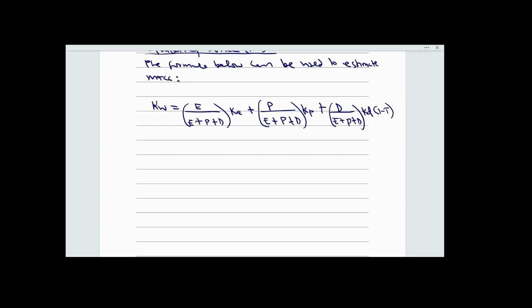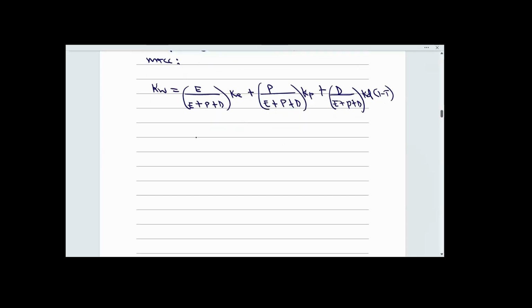Like I said earlier, in most cases, the middle one, which is cost of preference share, may not be there. It will just be between equity and debt. But if you have the 3, this is the extended formula. Let me give it to you.